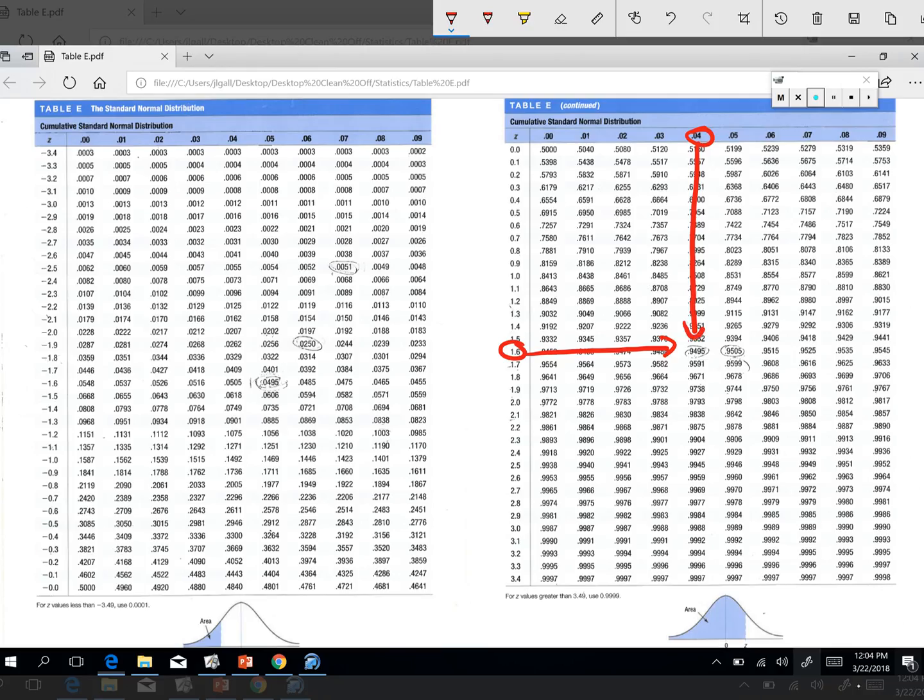Remember, your p-value represents P for probability. Probabilities are represented by areas under our curve. So I take my test value and I find the area that corresponds to it. And I know that's very small for you guys to read. It's 0.9495.